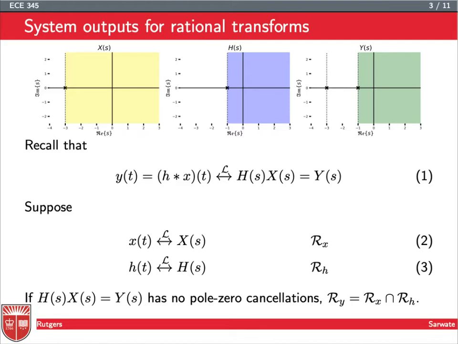So let's remember our most important fact, which is that if y of t is the time domain convolution of an impulse response h and an input signal x, then Y of s, the Laplace transform of the output, is the multiplication of H of s times X of s. So x of t goes to X of s, h of t goes to H of s under the Laplace transform with ROCs Rx and Rh. And if there's no pole zero cancellation, then the output ROC is the intersection of the two ROCs of the input and the impulse response.